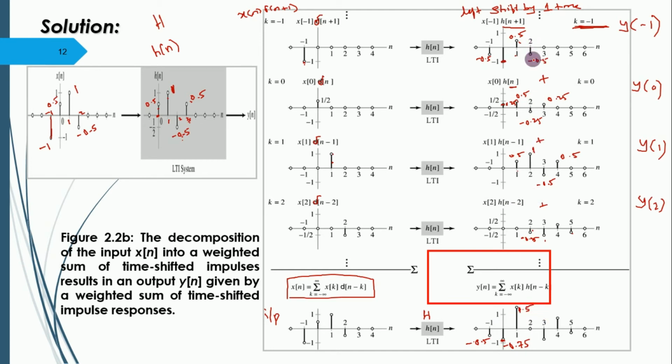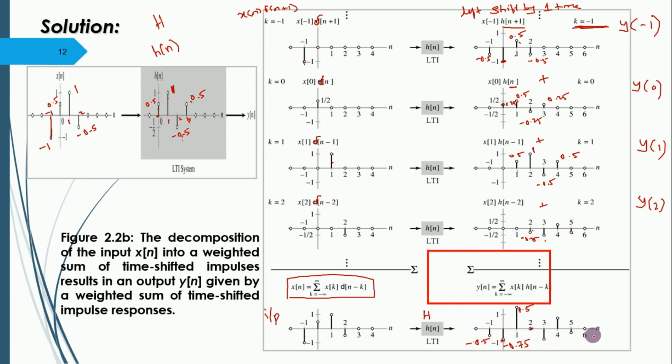At 2, what am I having? Here it is minus 0.5. Here it is minus 0.25, that is minus 0.75 happened. 1 minus 0.75 is 0.25. 0.25 minus 0.25, it goes to 0. So I am having 0.